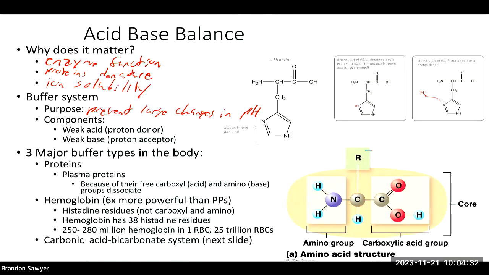And then our 3 major buffer types in the body, proteins, like we were just talking about with hemoglobin. Plasma proteins do a lot of this, okay? Because we have that free carboxyl side and then that amino or the base side of our amino acids. Okay, hemoglobin, very, very powerful compared to our normal plasma proteins. Okay, you guys might understand what this means more than I do. Histidine residues, something like that. You guys know that from biochem? Yeah, okay, what does that mean? You want to tell me? Okay, yeah, all right.